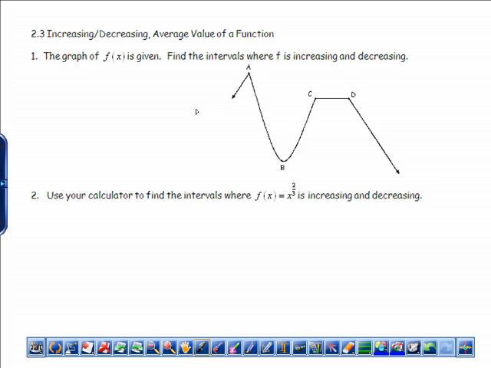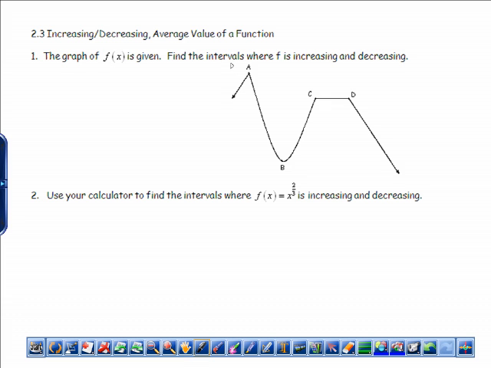Okay, so this is talking about increasing and decreasing and the average value of a function. We've already talked about some ideas in this, and after party I've kind of been feeding it to you, exactly what you're supposed to be finding. So you have general ideas, but we're going to kind of make it come all together in this lesson.